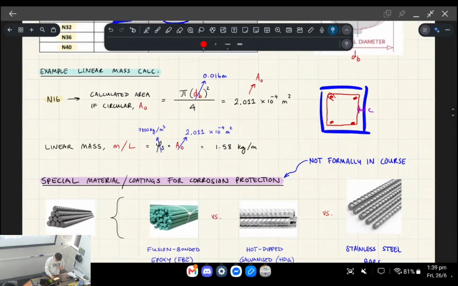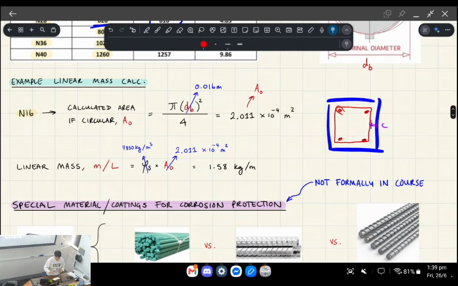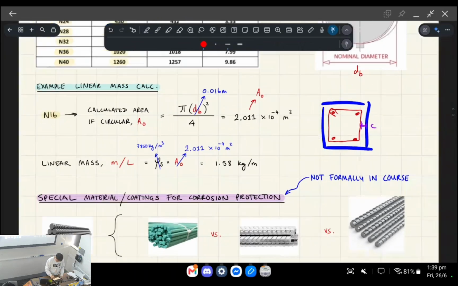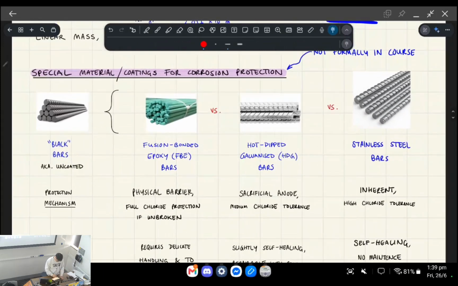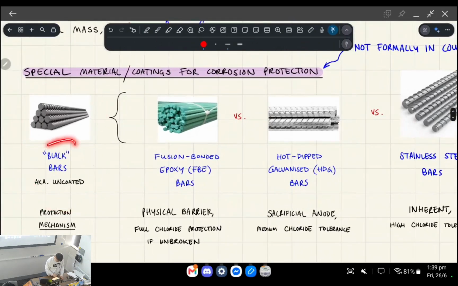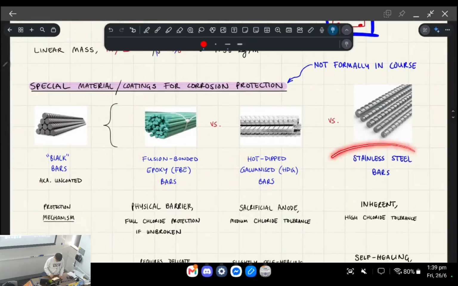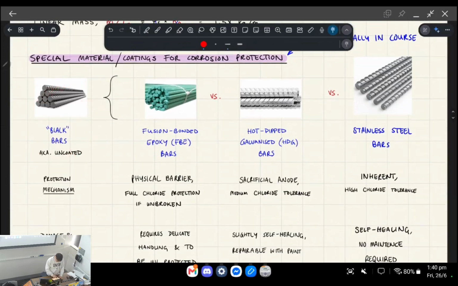However, for specific scenarios where there's a high chance of corrosion, like attack from salt water for example, you might want to consider using special materials or coatings. The term black bars just refers to uncoated bars, and it's usually used in the context of how you want to treat the bars relative to black bars. So you've got black bars, and then you might want to do a few things. Two of these are applied after the fact. Stainless steel is part of the manufacturing process of the bars themselves. So what are they?